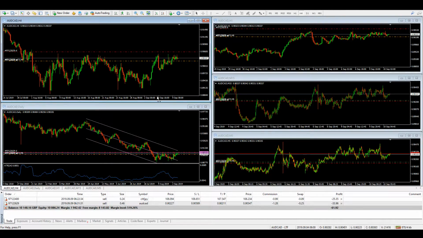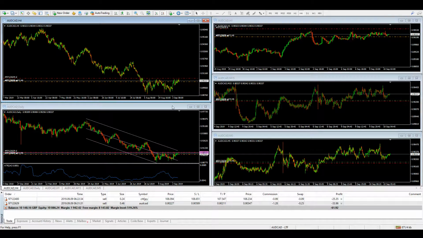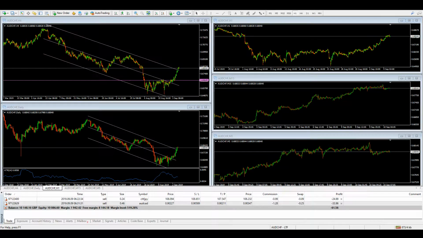And for now, let's crack on, have a look at some of the other charts in the market. So we've also got here the AUDCHF.